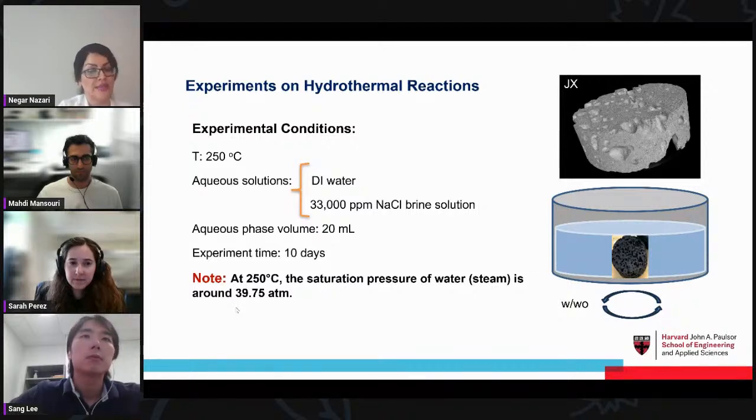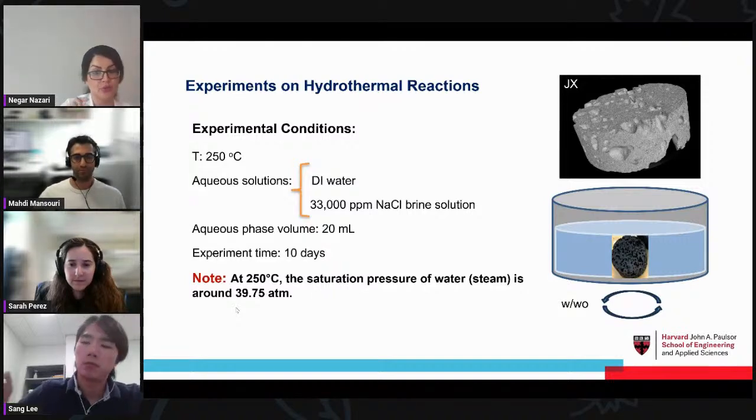I need to note that at 250 degrees C, the saturation pressure of water is around 40 atmospheres. In that condition, at 40 atmospheres and 250 C, water is still in liquid form, so it's able to react with the surface of the rock. The sample size is 1/2 inch diameter and around 1/2 to 1 centimeter height.